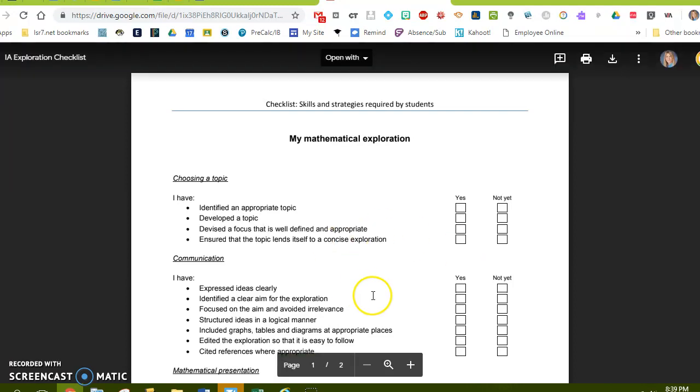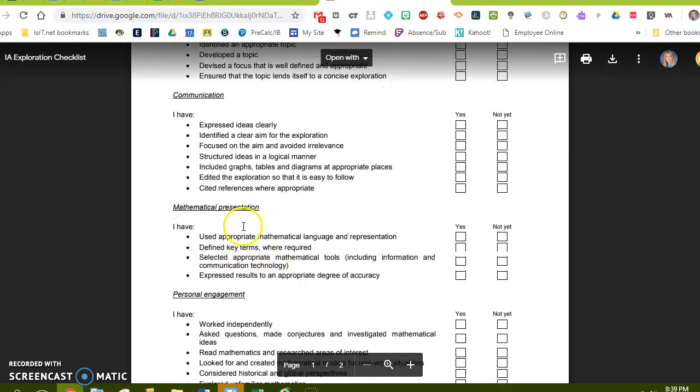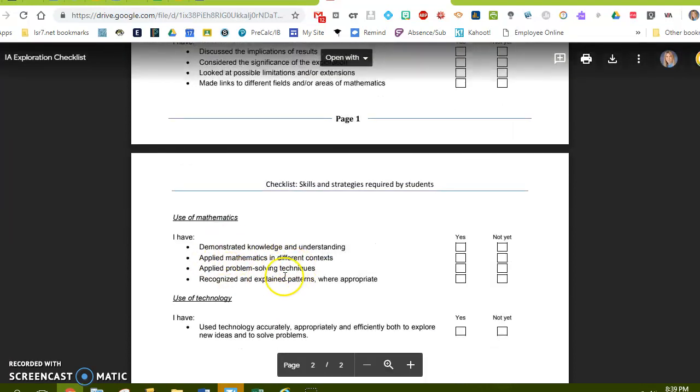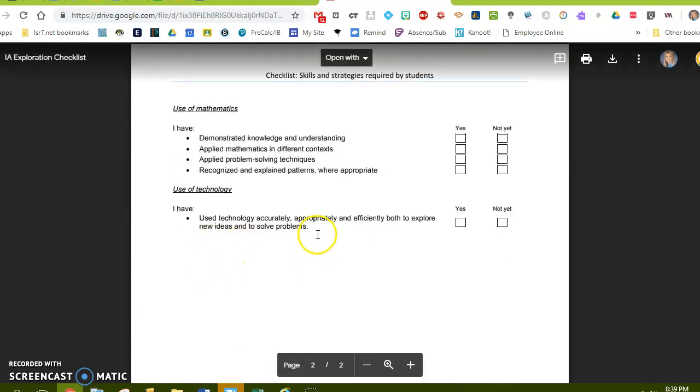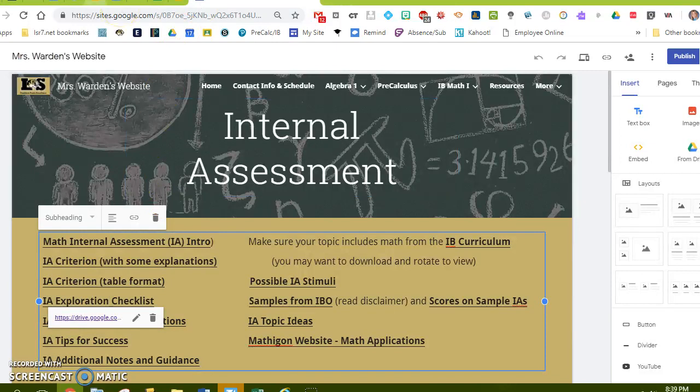And then as you get into your 5 different criteria, communication, have you done these things? Math presentation, have you done these things? Personal engagement, reflection, use of mathematics, use of technology. Okay, so this is a good thing to come back and say, yes, I've done it. No, I haven't quite done that. So that's what that IA checklist is for.